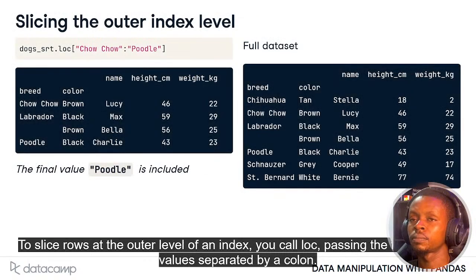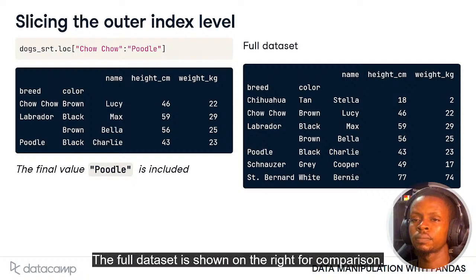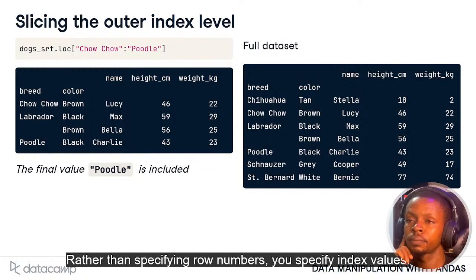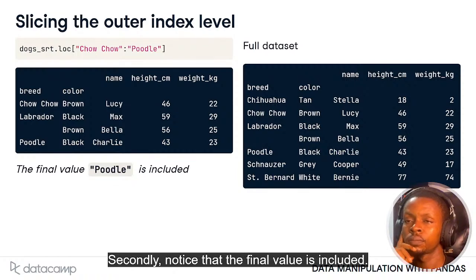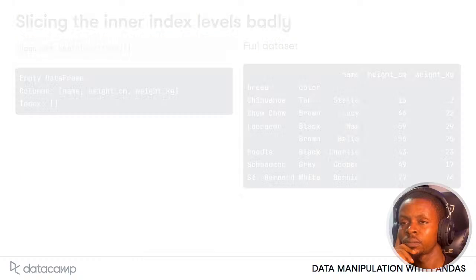To slice rows at the outer level of an index, you call loc, passing the first and last values separated by a colon. The full dataset is shown on the right for comparison. There are 2 differences compared to slicing lists. Rather than specifying row numbers, you specify index values. Secondly, notice that the final value is included. Here, poodle is included in the results.